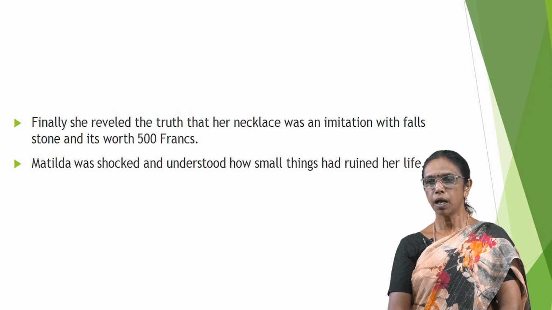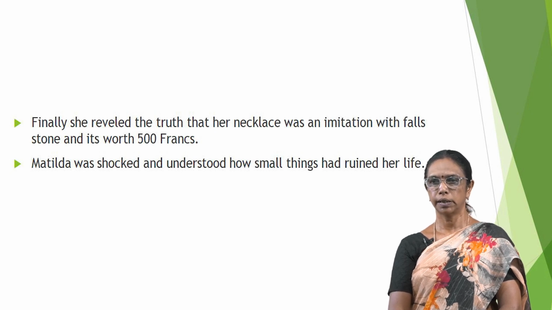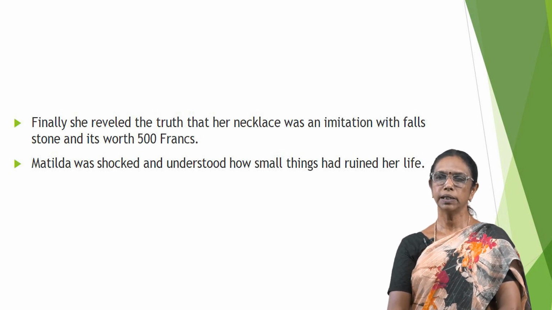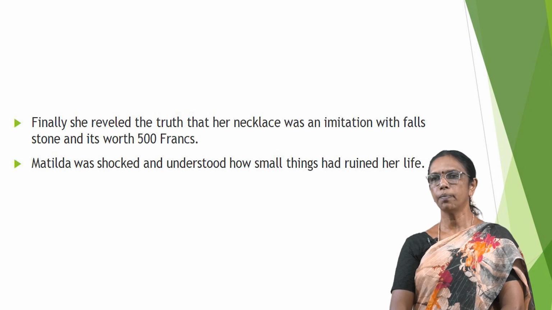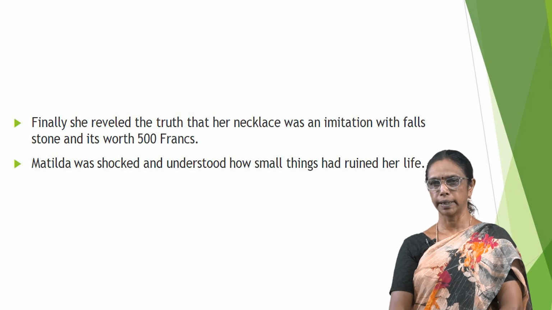Matilda and her husband Loisel had gone to various shops to get a diamond necklace like the one they received from their friend, with the same design, the same size of stone, everything. They searched various shops and finally found at one shop a necklace just like the old diamond necklace they got from her friend Jenny. So finally they knew that the necklace was an imitation and its worth was 500 francs.